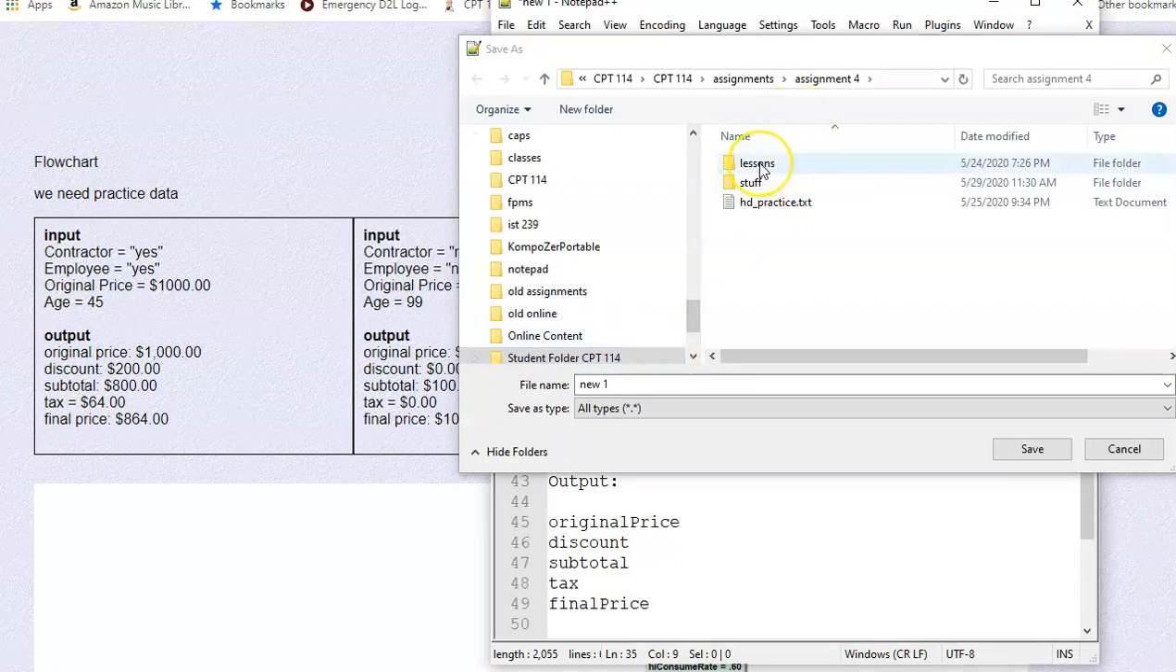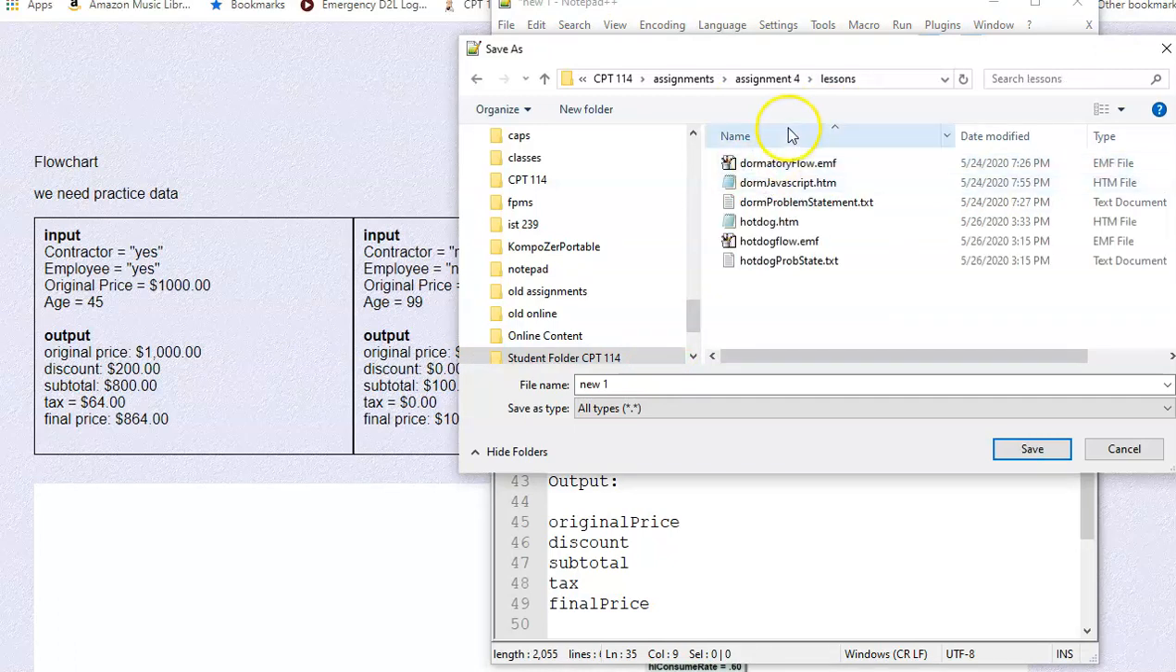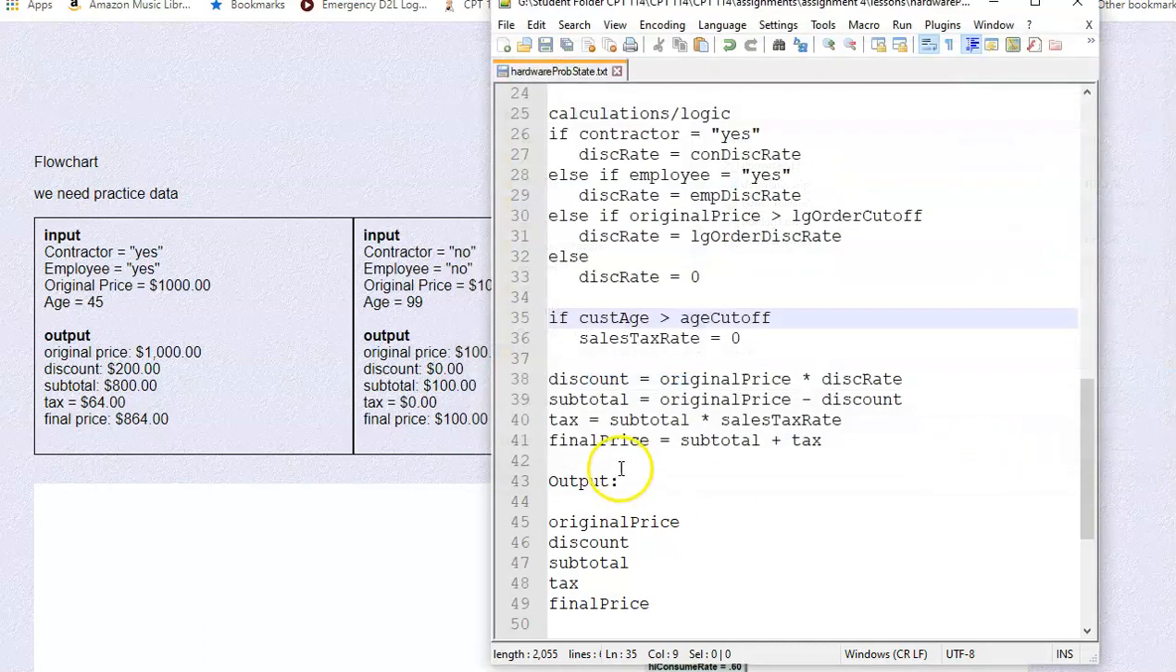Okay, so we'll go into lessons, not assignment, assignment 4, lessons, and this will be hardware prob state. And again, remember, always we have to put .txt at the end. All right, that's done. Let's move on to the flowchart.